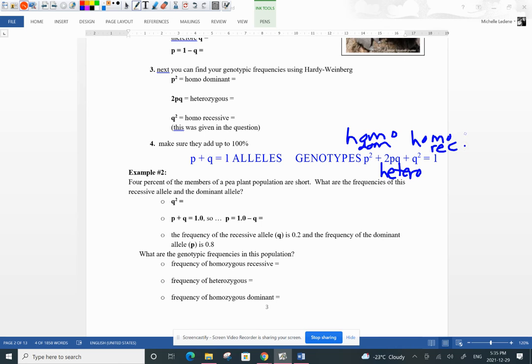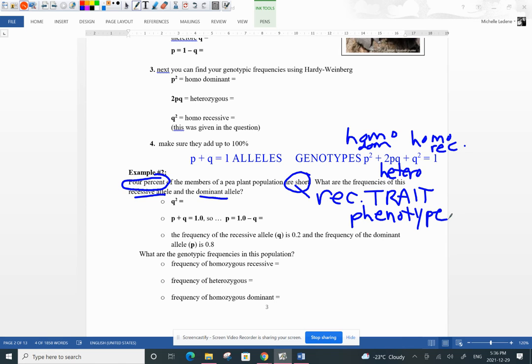in my population. So this is an easier question. It's just asking what are the frequencies of the recessive and dominant alleles. Well, let's read what we've been given. We've been given 4% of the population are short. Well, you know this from genetics, and just to clarify for you, short is a recessive trait. It's a recessive phenotype. It's an appearance, what something looks like. It's physical characteristic. Phenotype, physical.